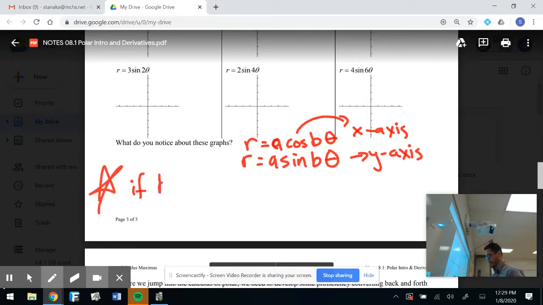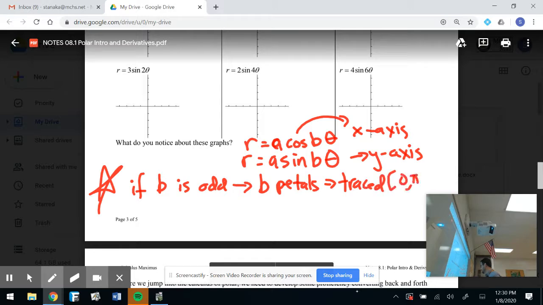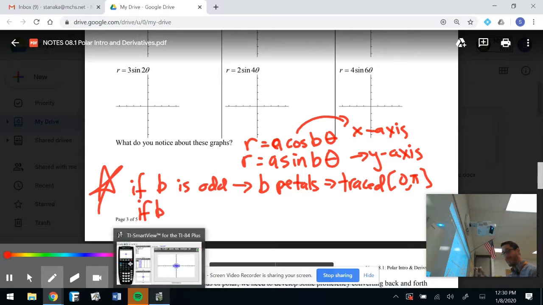If B is odd, right? That was the main difference, because whatever A is, right, class, that was the length of the petals. You have B petals, okay? And it gets traced from 0 to pi. Okay, it's important to know. You're going to see why when we find the area of these petals. Really? We can find the area of those petals? That's when we put AB and BC together, ABC.